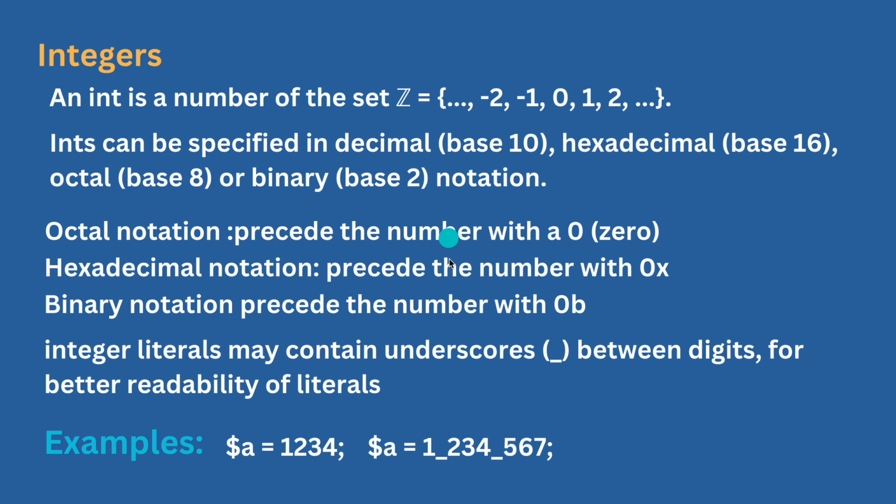So here it's written ints can be specified in decimal, hexadecimal, octal, binary notation. Octal notation starts with 0. Hexadecimal notation starts with 0x. Binary numbers start with 0b. And integer literals can contain underscores between the digits for better readability. So let us see the meaning of this.